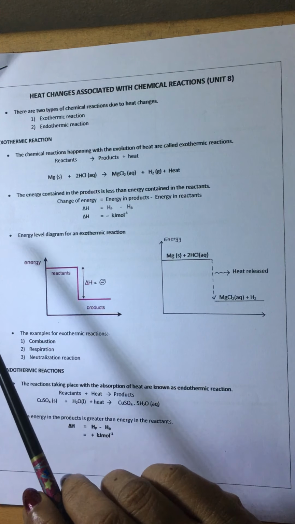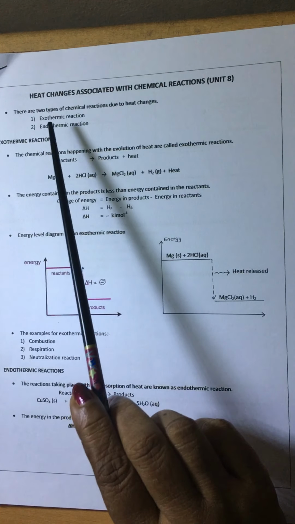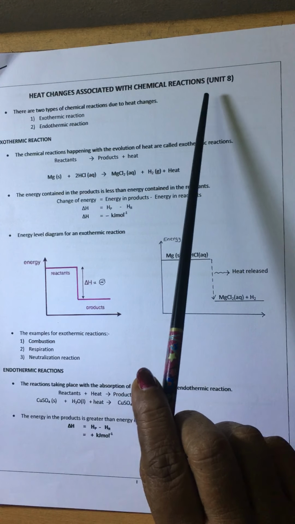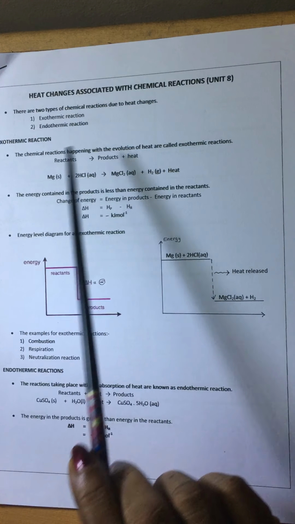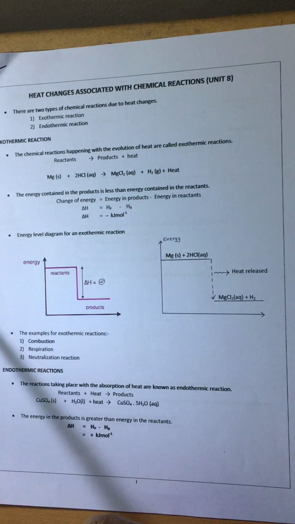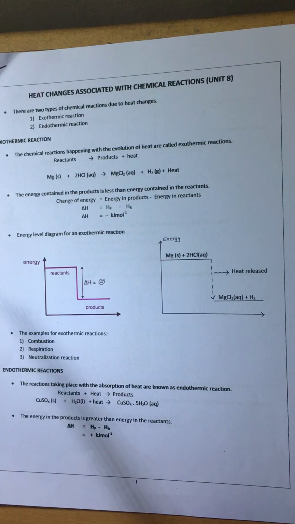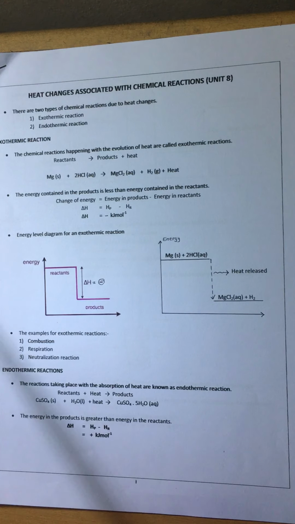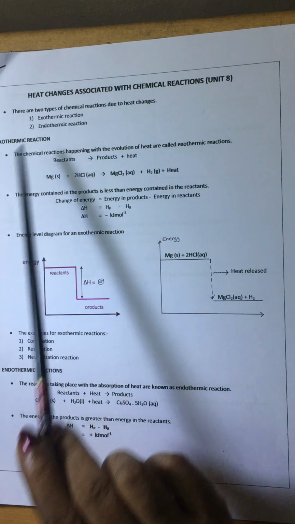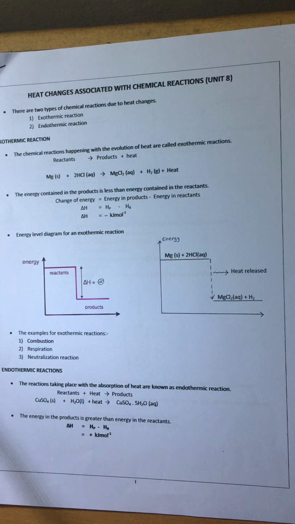Grade 8, Unit 8, that is heat changes associated with chemical reactions. So this lesson is about how heat changes happen in chemical reactions. When chemical reactions are occurring, there is a heat change in the system. There are two types of chemical reactions due to heat changes, that is exothermic reaction and endothermic reaction.